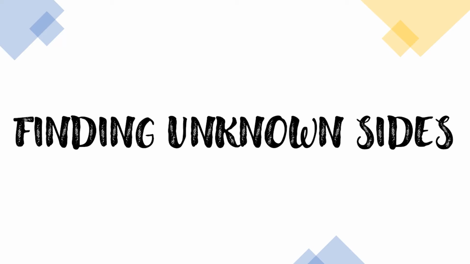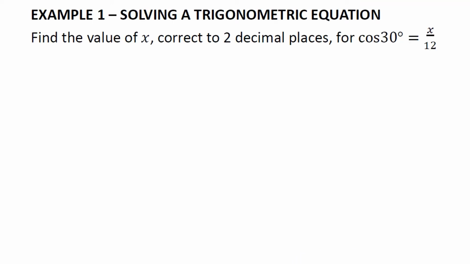Okay, so in today's lesson, we're going to be going over how we can find unknown sides using trigonometry. For this first example, we're just going to practice rearranging an equation so that we can put it into our calculator and find an answer for our unknown side, which we've called x. This question is asking us to find the value of x correct to 2 decimal places, and we're going to use a calculator and a bit of algebra to do that.